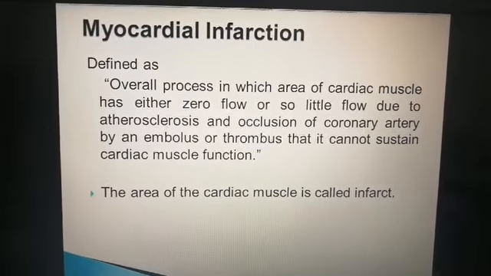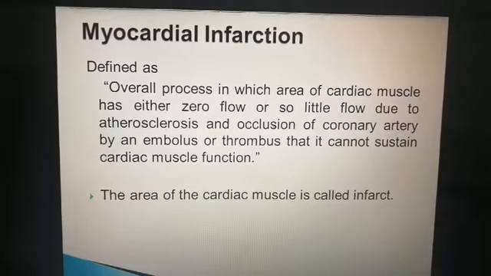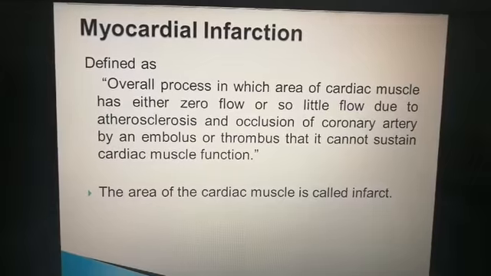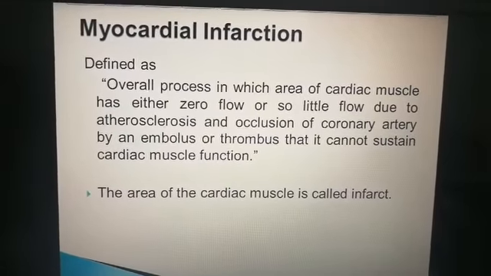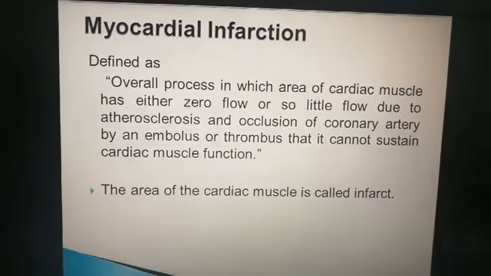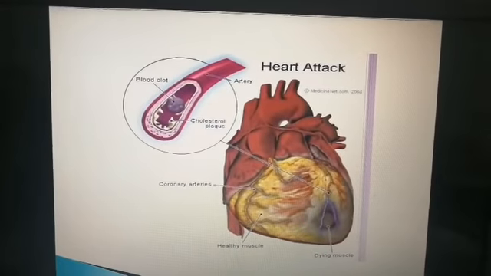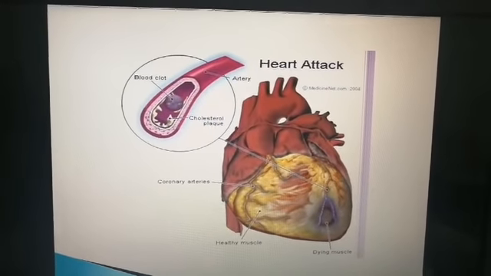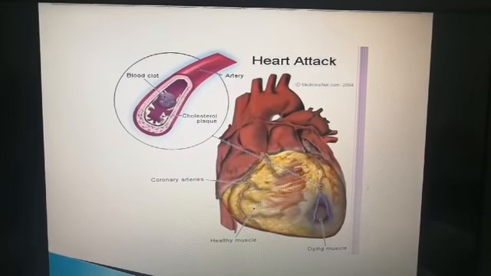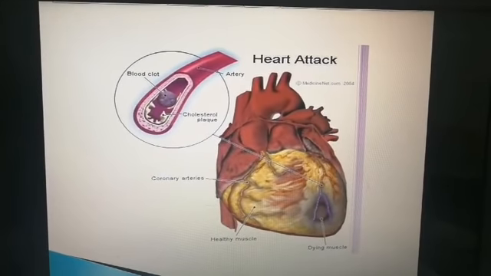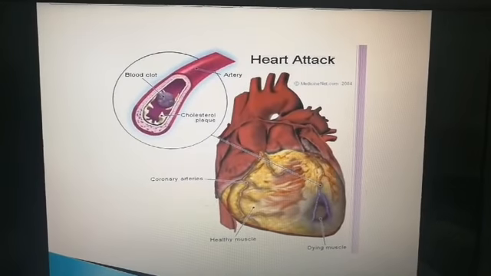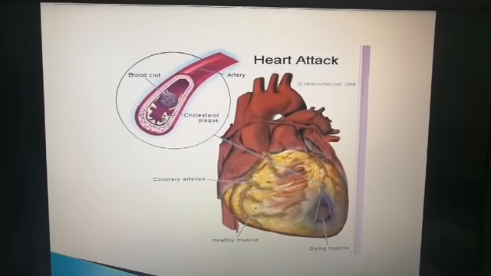You have studied atherosclerosis, that is plaque formation due to cholesterol, and the affected area of cardiac muscle is called the infarct. The process is infarction, and the area is the infarct. You can see here the cholesterol plaque, and in the heart you can also see, in purple color, the dead muscle that is beyond the cholesterol plaque or the thrombus.